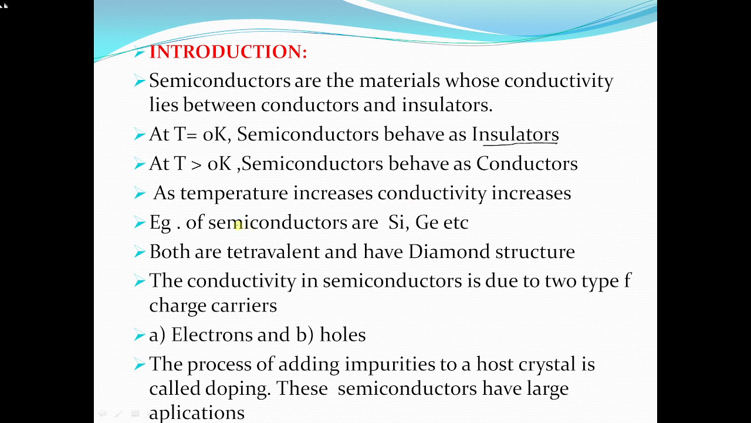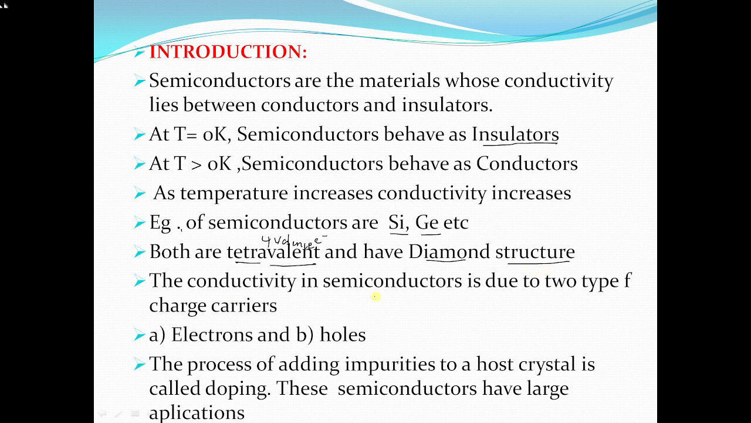Now what are the known examples of semiconductors? The known examples of semiconductors are silicon and germanium. Here silicon and germanium are tetravalent, meaning they have 4 valence electrons, and they have a diamond structure.